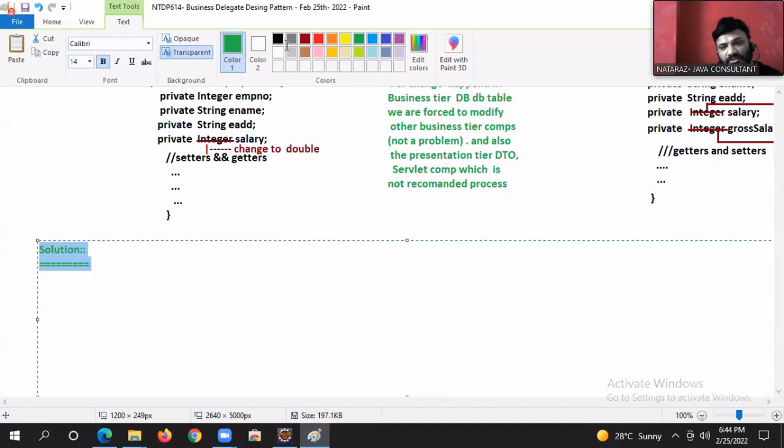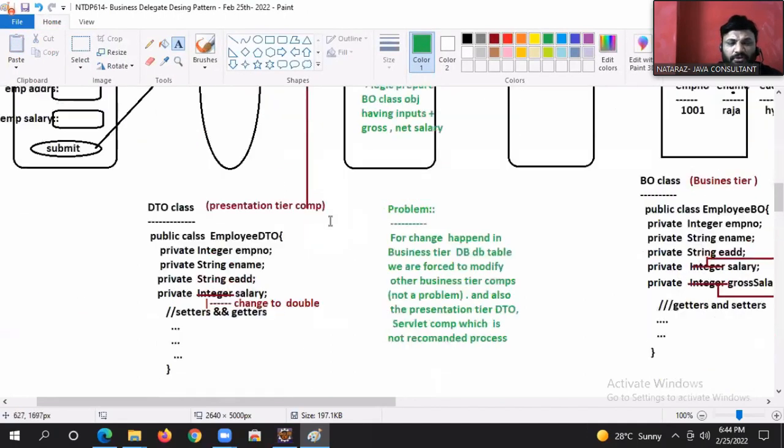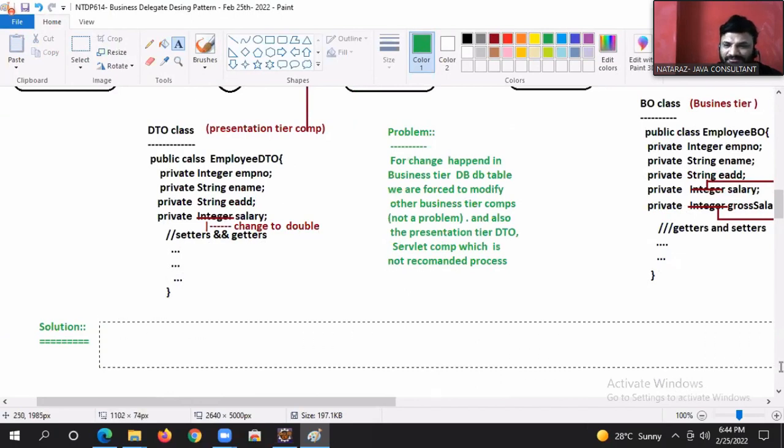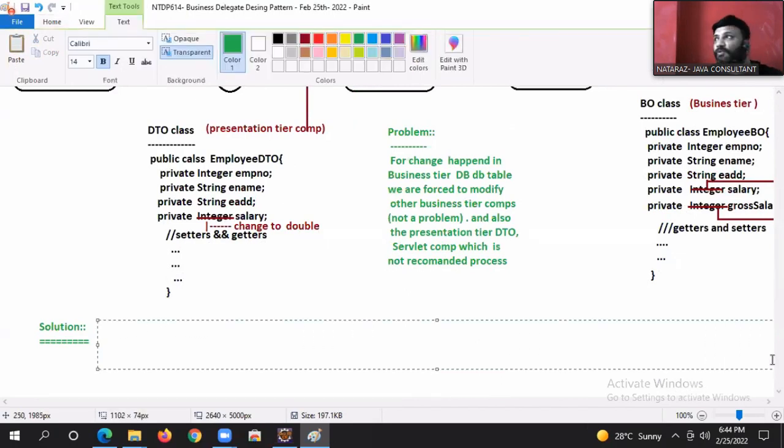Yeah, listen carefully about the solution part, guys. Everyone, please listen carefully about the solution part. What is the solution part, guys? Convert. Okay. Tell me.